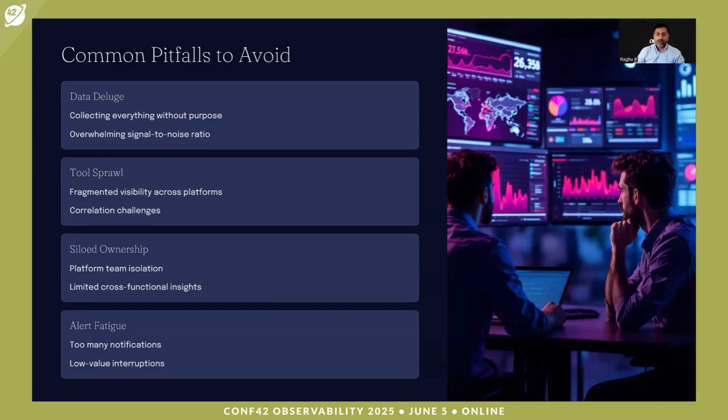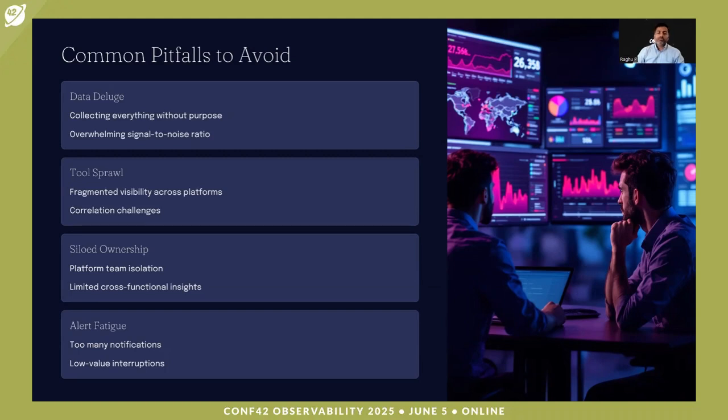The second pitfall is tools sprawl, having a fragmented visibility across multiple platforms, making it challenging to correlate and connect the data. The third pitfall is siloed ownership, where the platform teams work in isolation, limiting the cross-functional insights and collaboration needed to effectively address issues.